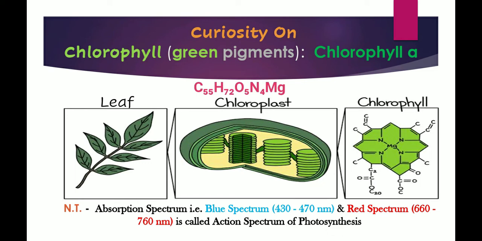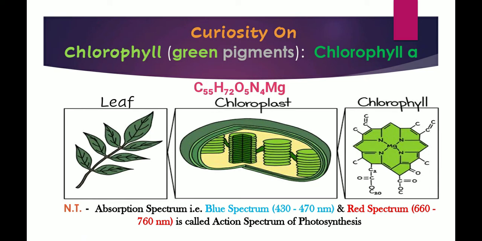A common MCQ is: which element is the central part of chlorophyll? Your answer will be magnesium. Due to deficiency of magnesium and nitrogen, chlorophyll is not produced. That's why chlorosis disease is found in plants.